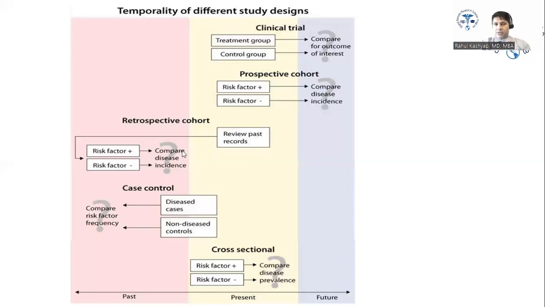Retrospective cohort design, you are in the present. You go back and check the risk factors and outcomes. They can happen in the past and present as well, but you're looking at it retrospectively. Everything has already happened in the past. Prospective design, you start with the risk factors now, you follow them, and then look at the disease and outcome in future. That's your prospective design.